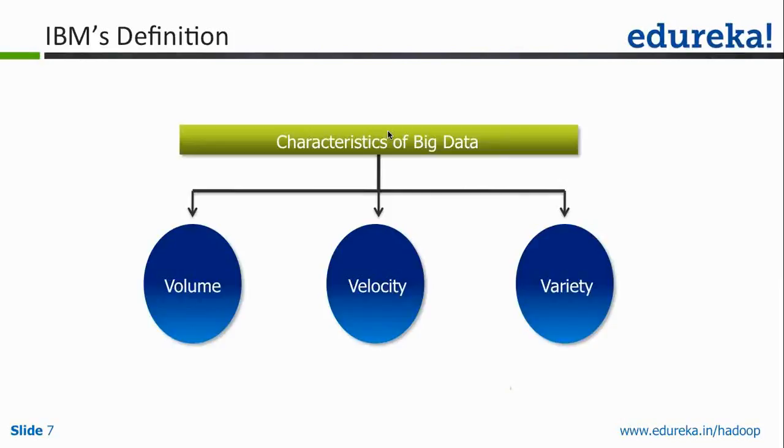Okay, coming to IBM's definition of big data. It characterizes big data with three things: volume, velocity, and variety. Now, what do volume, velocity, and variety mean? Very, very simple to understand. In fact, very logical as well.